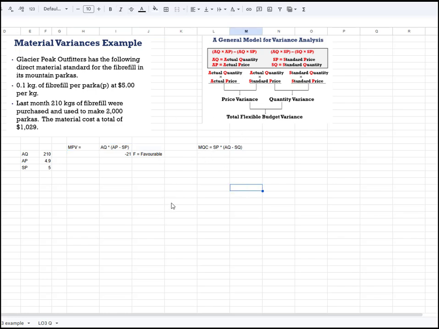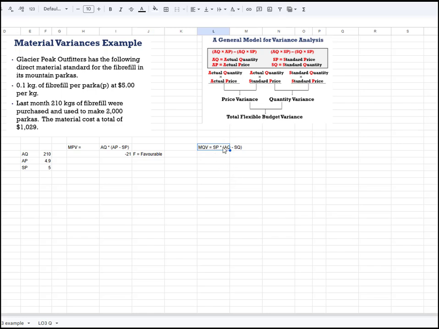Let's take a look at the same thing, but the other side for our quantities. What is our material quantity variance going to be? Okay, material quantity variance. That is our SP times our actual quantity used minus our standard quantity used. So we need to make sure that we have our SP, our AQ, and our SQ inputs. Our standard price is going to be the same $5 that we grabbed from up here.